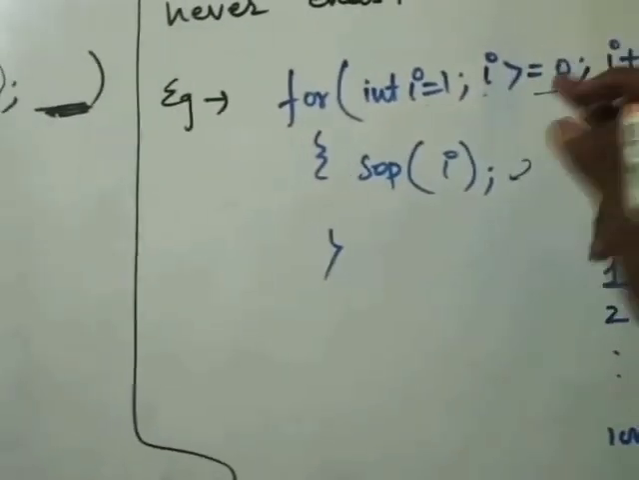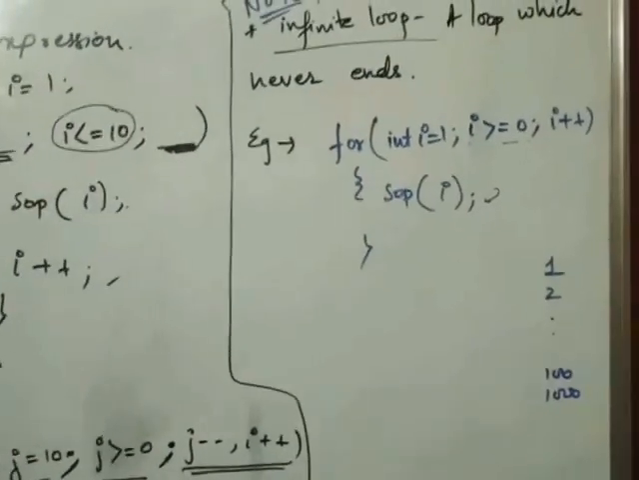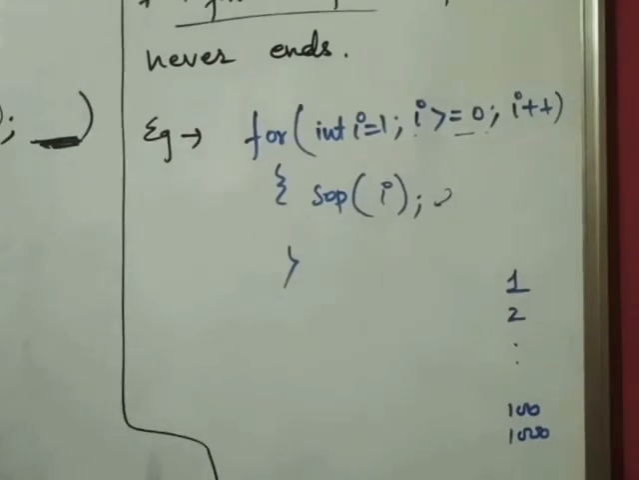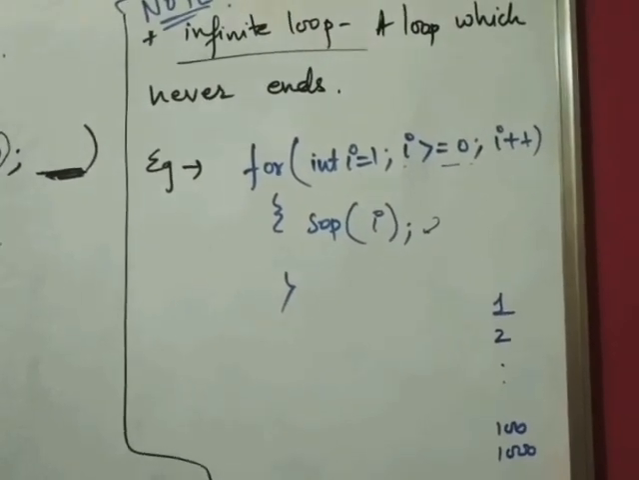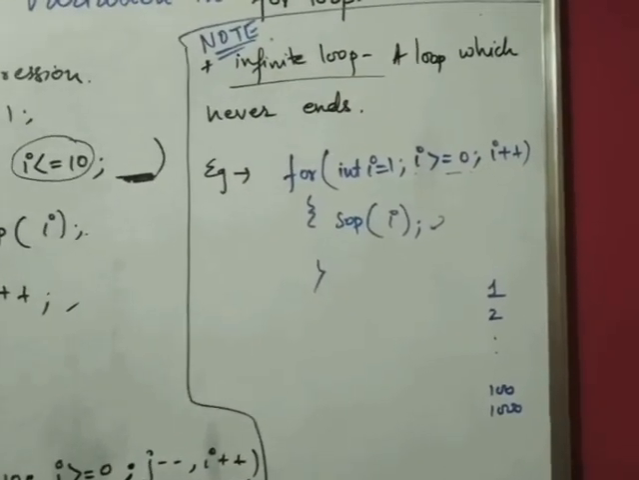Even 1000 is greater than 0, so 1000 will also be printed. This loop will not end because the condition is made in such a way that the loop can never end. Understood all of you? That is why this type of loop is called an infinite loop. Understood? Clear?